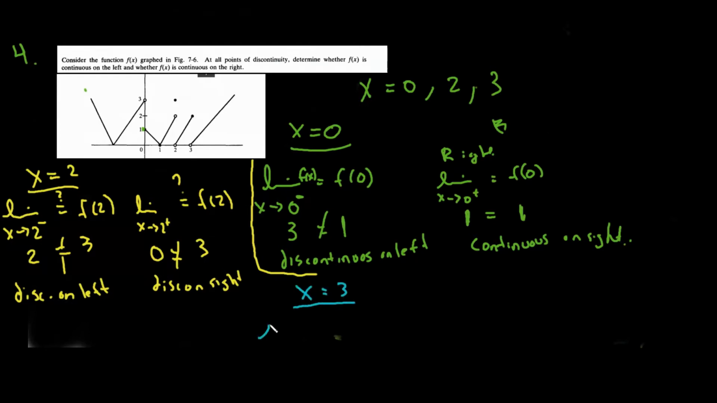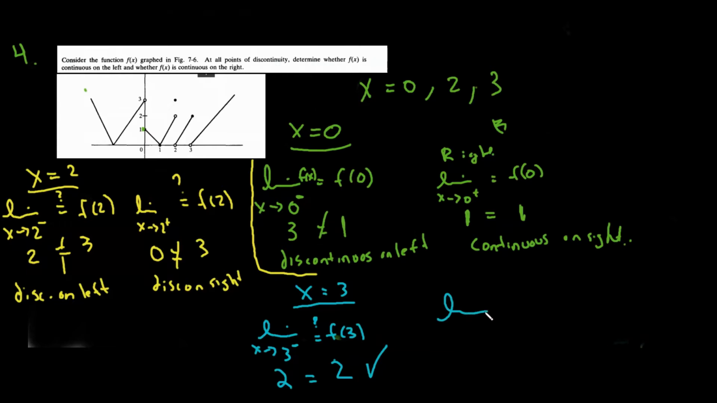So, is the limit as x approaches 3 from the left equal to f of 3? As we approach 3 from the left, we follow this segment of the graph, because it's the one that approaches 3. We see that as we approach 3, we get this 2 over here. So 2, and is that equal to f of 3? If we plug 3 into our function, we get back 2. So it is continuous on the left.